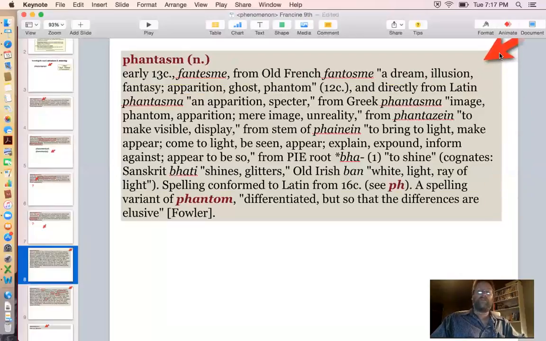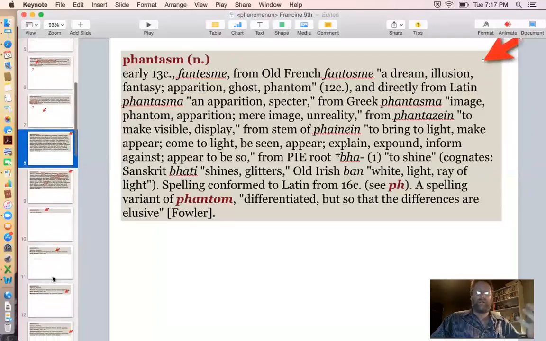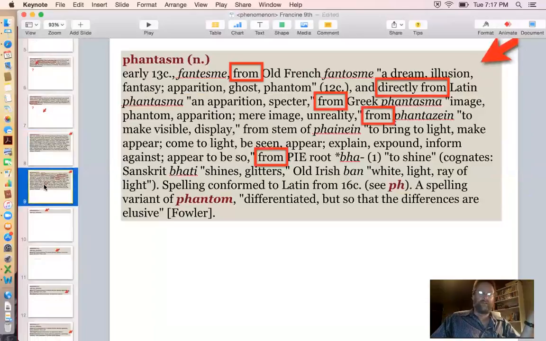And I thought I'd use this entry as a chance to show you how you can read etymological references. Any real etymological reference will use these same conventions, whereby the first thing listed is the earliest attestation that the authors can find for the word in question. So early 13th century, someone had found this word phantasm written in an English text. Notice the change in spelling, but it is considered the same word.